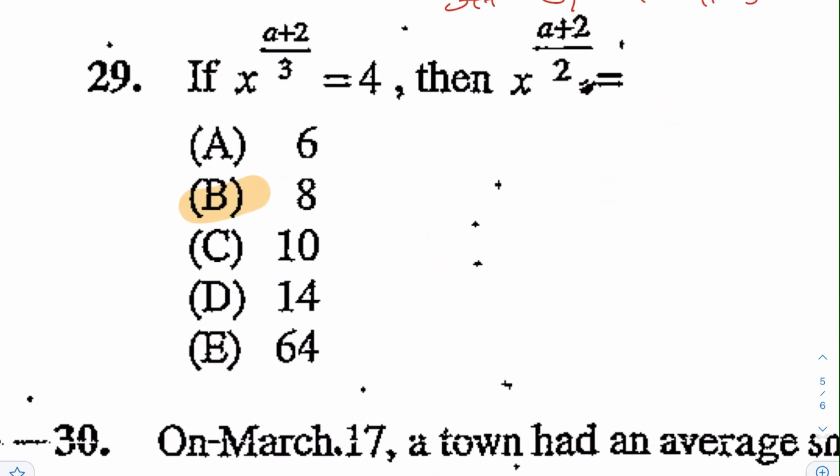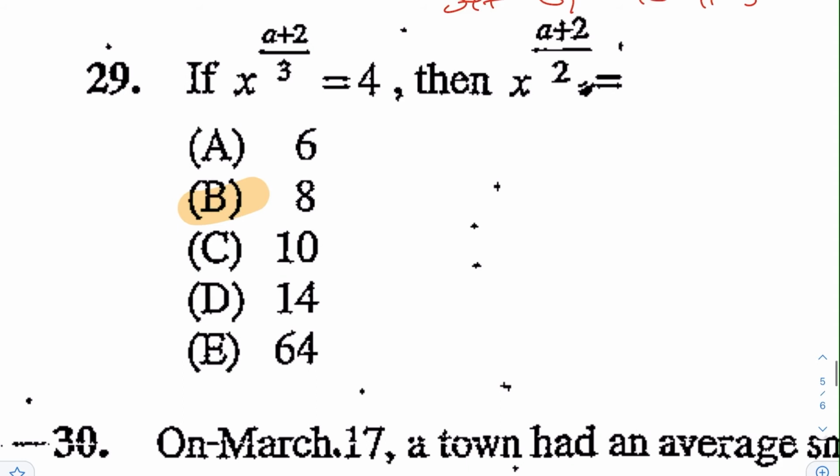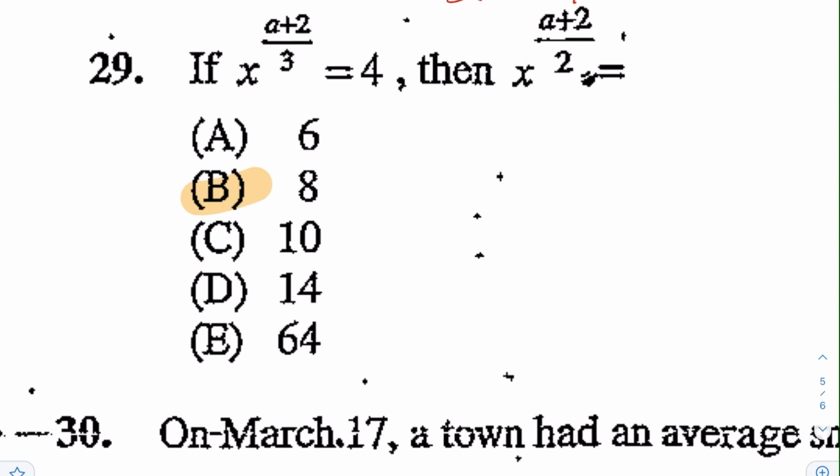Next for question number 29, if x raised to the (a plus 2) divided by 3 power is equal to 4, then x raised to the (a plus 2) divided by 2 is equal to. So here you have to turn this exponent from (a plus 2) divided by 3 into (a plus 2) divided by 2. So what you can do is to first raise both sides to the third power. You're taking advantage of this law that states that b to the a, raised to the c power, is equal to b to the a times c. So you multiply the exponents when you do power to a power.